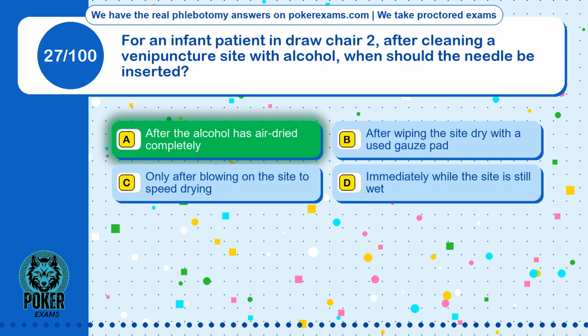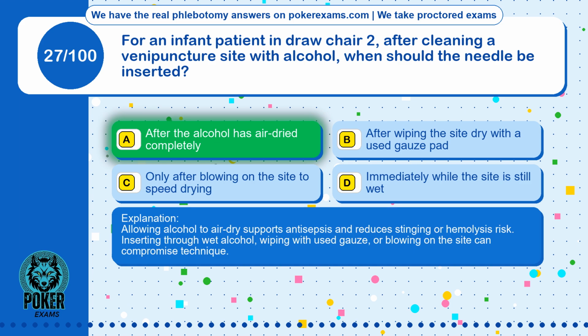After the alcohol has air dried completely. Allowing alcohol to air dry supports antisepsis and reduces stinging or hemolysis risk. Inserting through wet alcohol, wiping with used gauze, or blowing on the site can compromise technique.